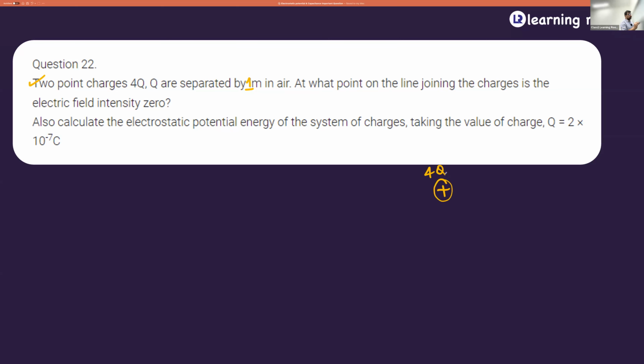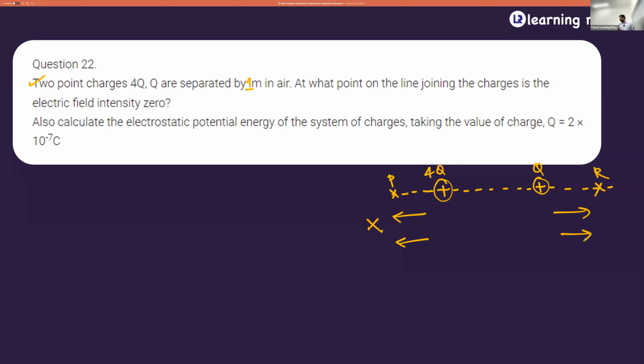So it is going to be 4q and q, which are separated by a distance of 1 meter, right? So if I take a point P here, then what would have happened? The electric field due to this 4q would have been to the left, and the electric field due to q would have also been to the left. So when both the electric fields are in the same direction, there is no possibility for them to get cancelled. So this cannot be possible. Similarly, if I take a point R on the right of both the charges, the electric field due to 4q will be to the right, and the electric field due to plus q will also be to the right.